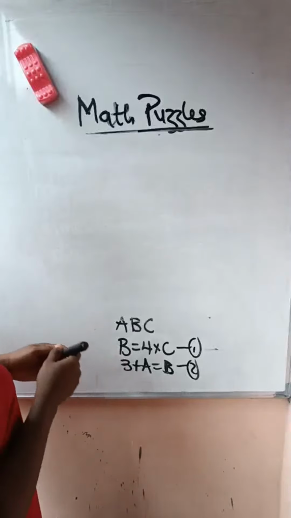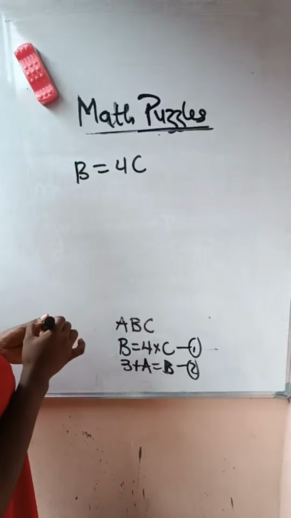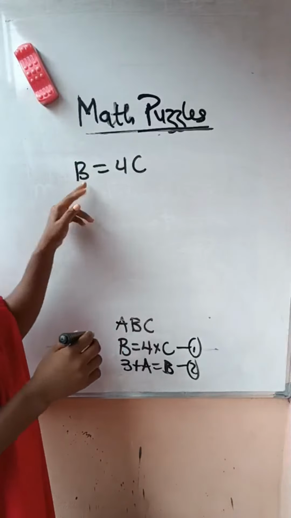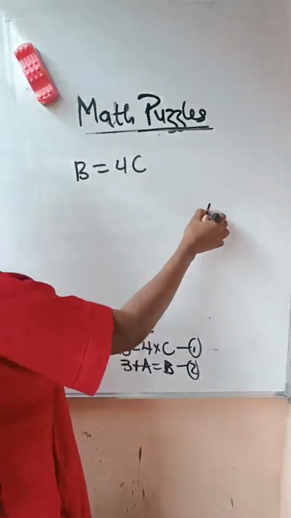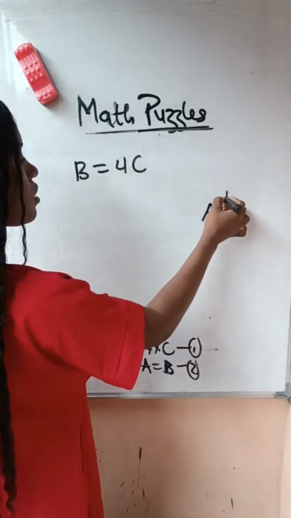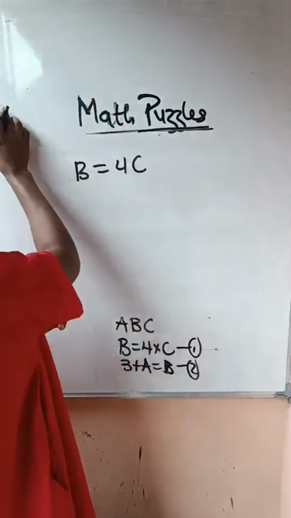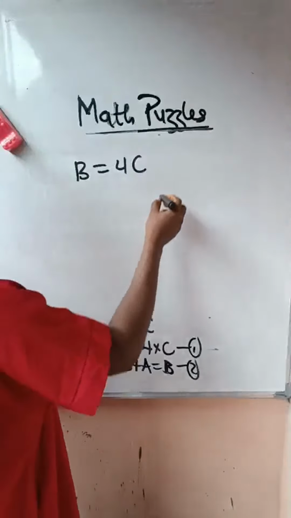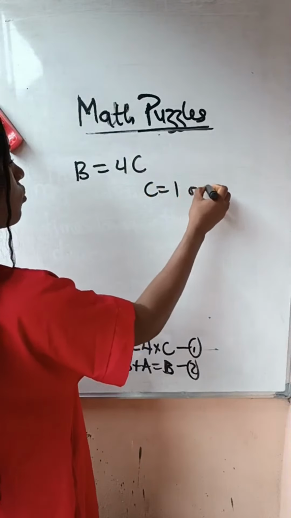So we have B equals 4 times C. Now remember that B should be a single digit number, because we have 3-digit numbers. So B is a single digit number. That means there are only 2 possibilities for C. C can either be 1 or 2.